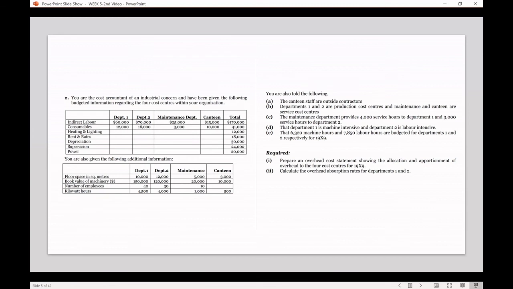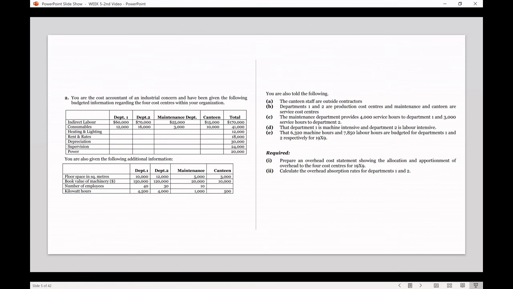So here, going down to requirement 1, where it's asking us to do the overhead cost statement and show allocation and apportionment. These costs within service centers at the end of the period are now reapportioned, right? Reapportioned based on some form of cost allocation basis, based on some form of cost driver, right, to the production departments. And then they in turn have this additional cost separate and apart from their own. And this is a cost that they incur because HR provides services to them, maintenance provides services to them, and the canteen provides services to them. So just wanted to be a little bit more detailed with that point.